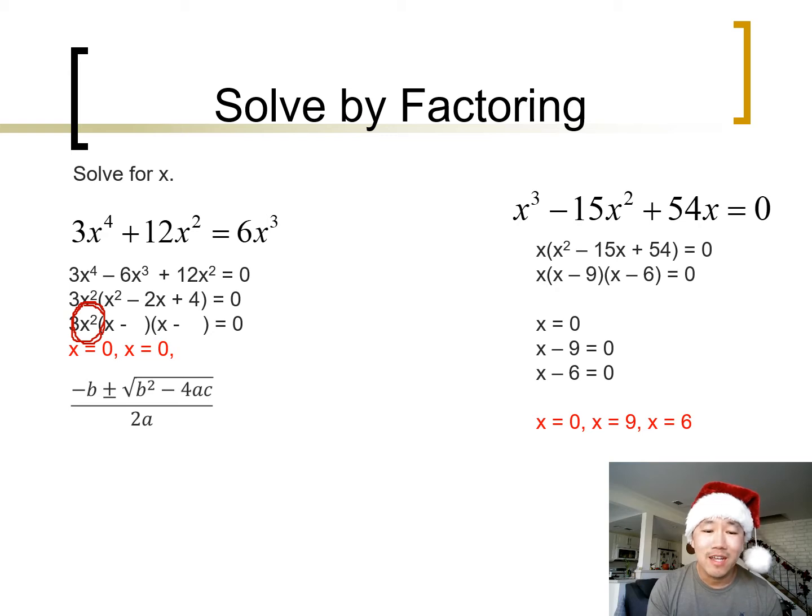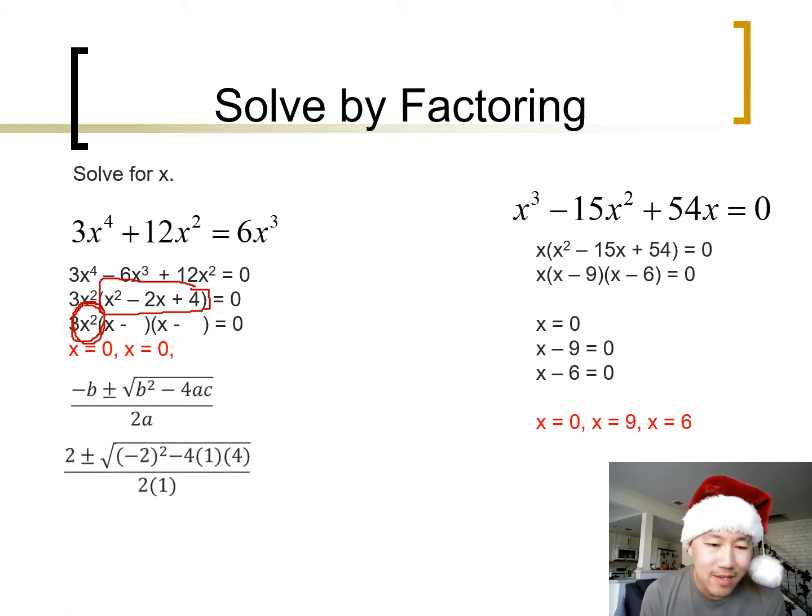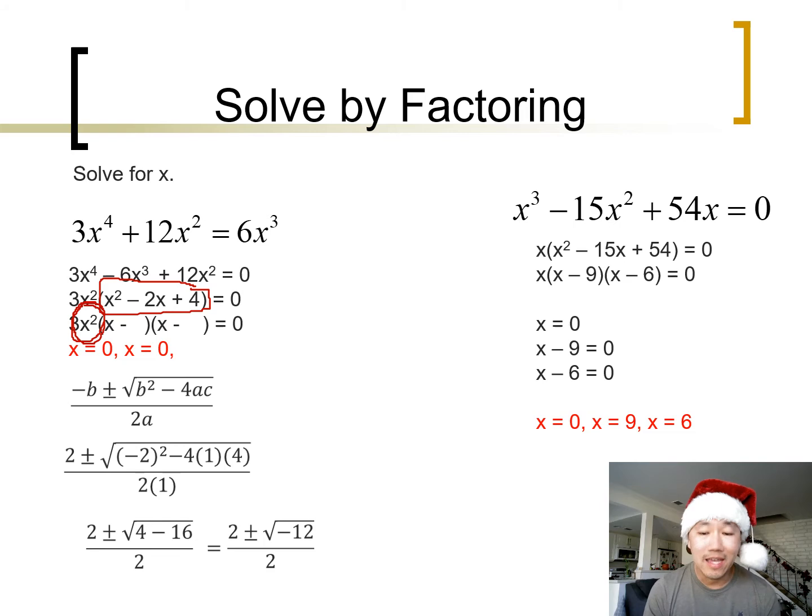You're going to have to use the quadratic formula to get the other 2 answers. You're going to have to use these numbers right here in the quadratic formula. There it is. I plugged it in. The A is 1, the B is -2, and the C is 4. Plugging it all in, simplifying it, subtract 4 minus 16, and you get -12.